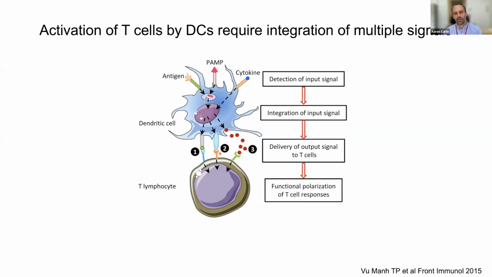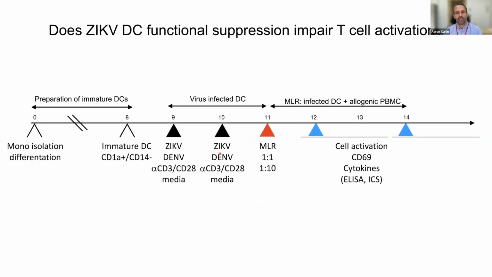And so to see whether Zika virus infection inhibits T cell activation, we did a mixed leukocyte reaction shown here, where we prepare immature DCs. We do virus infection for 48 hours, and then we do mixed leukocyte reactions for either 1 day or 3 days with allogeneic PBMCs. And we measure cell activation markers like CD69 or the production of cytokines through ELISA or intracellular cytokine assays.